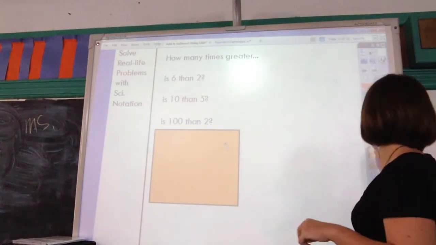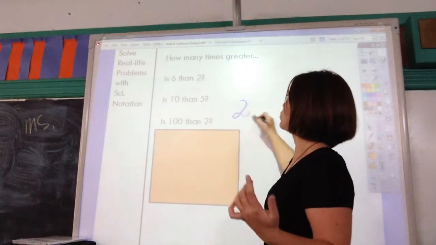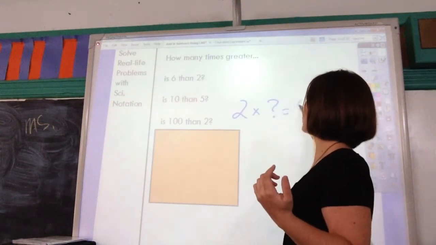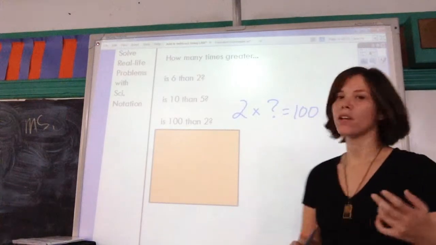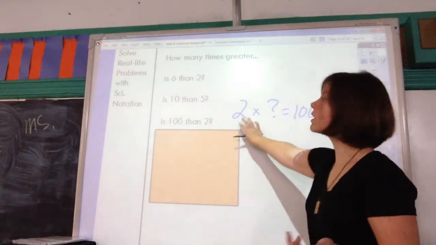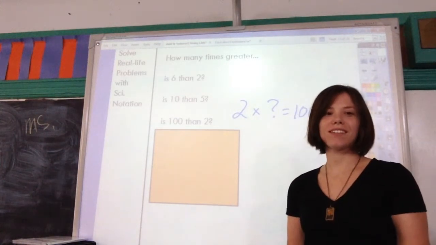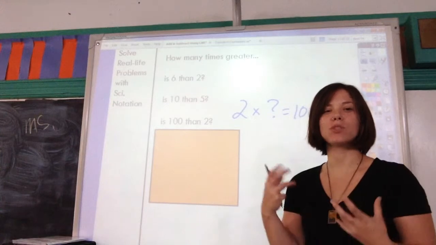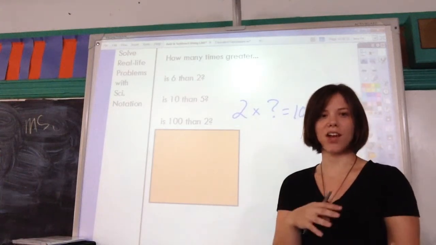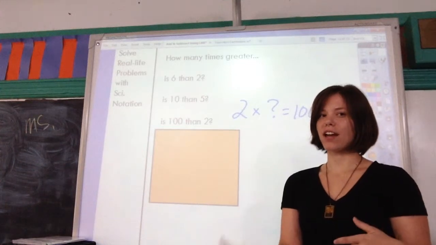How many times greater is 100 than 2? So that's like saying 2 times what equals 100. As these numbers get bigger, it doesn't always make sense to say, okay, I'm going to count by 2s until I get to 100. But the good news is that if we need to figure out how many times greater one number is than another, we can actually divide to find that out.